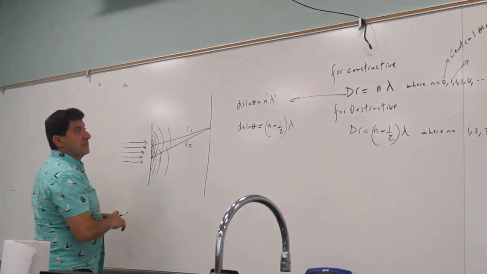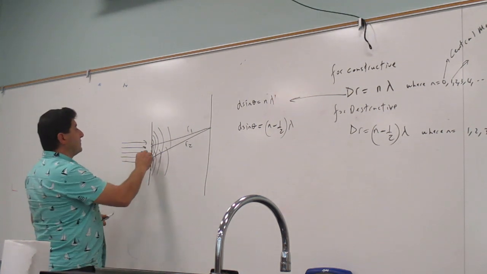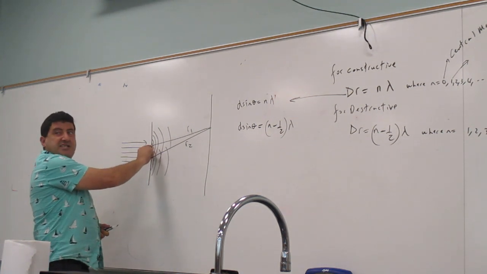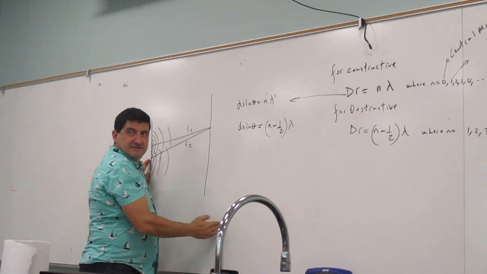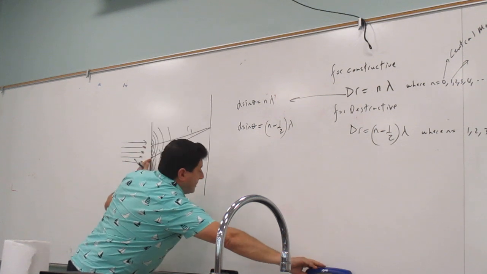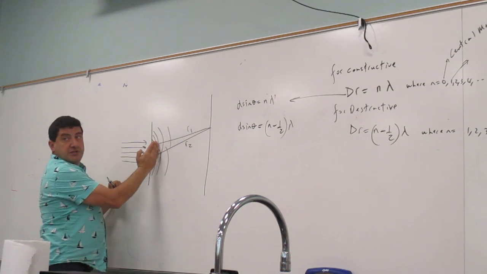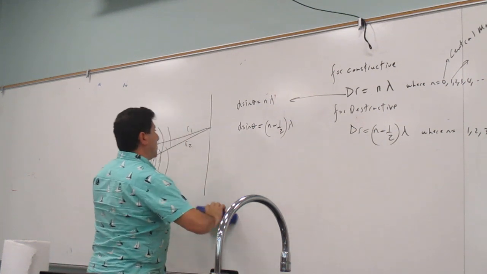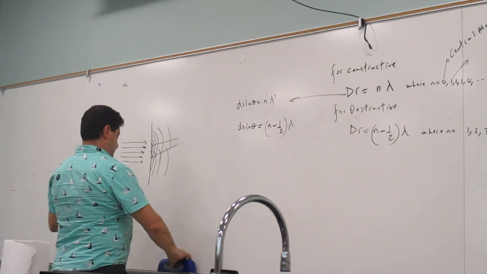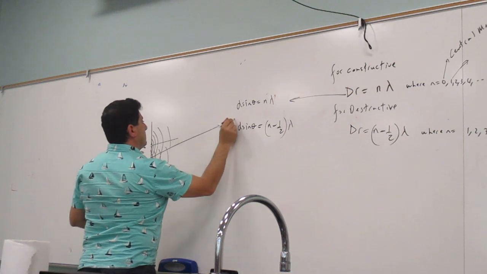So, when can I use d sine theta? Well, if the distance between the slits is small compared to the distance to the screen, you see? So if the screen was like up here, it wouldn't apply, d sine theta wouldn't apply. The screen has to be kind of far, right?